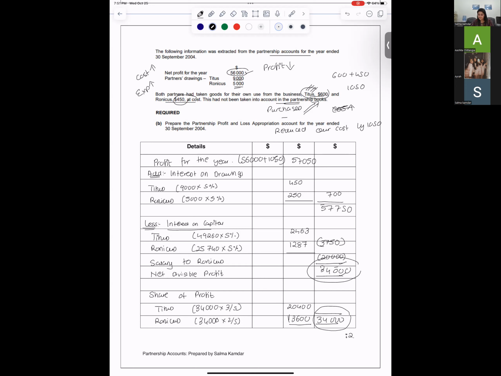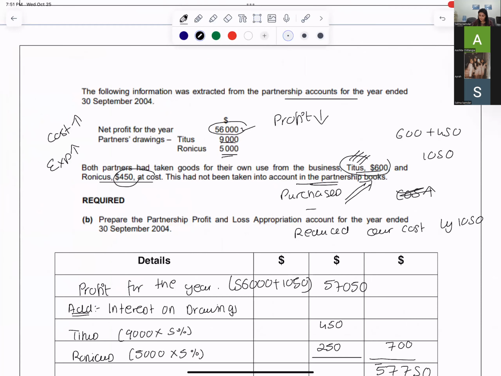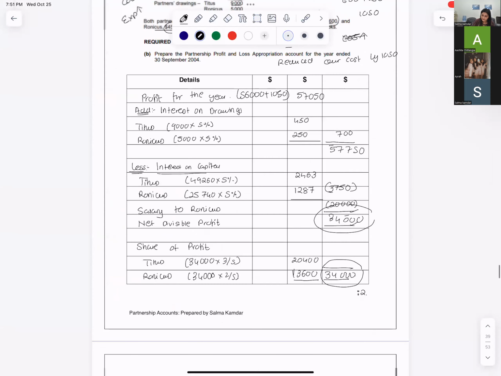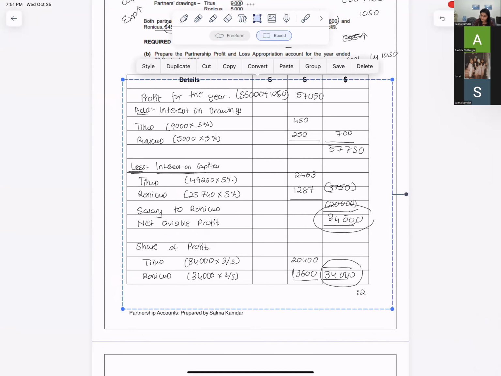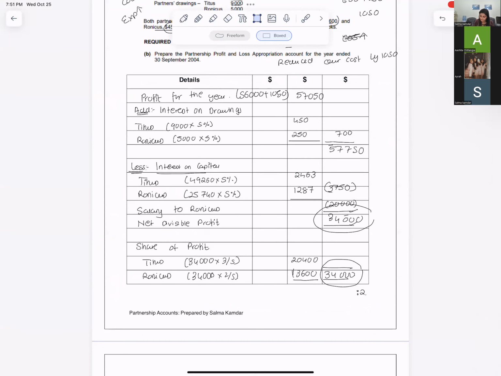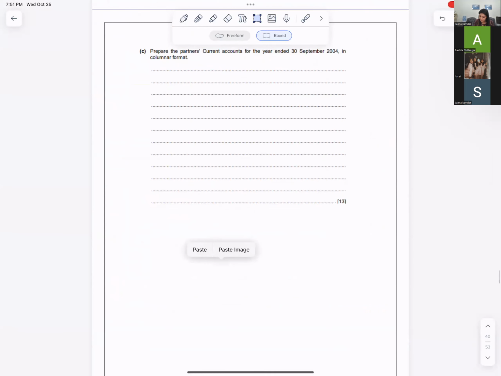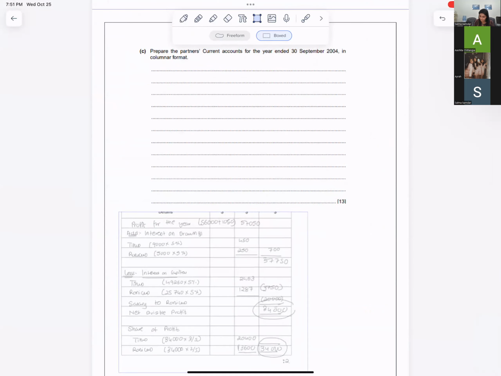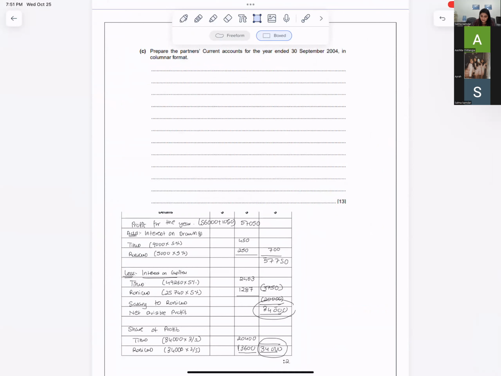Now we will prepare the current account. To prepare the current account, we just need this profit and loss appropriation account. What comes in the current account? The first thing that comes in the current account is their balances. So do we have any current account balances for Titus and Ronicus?